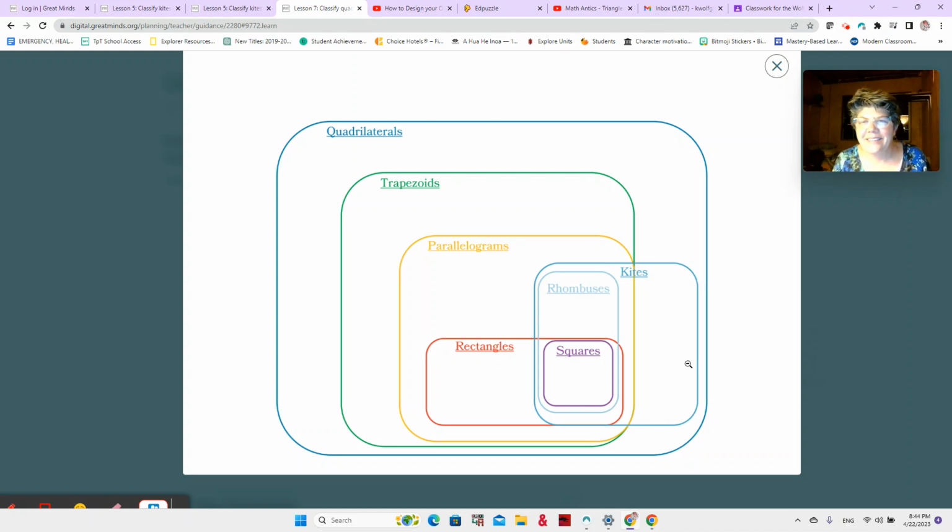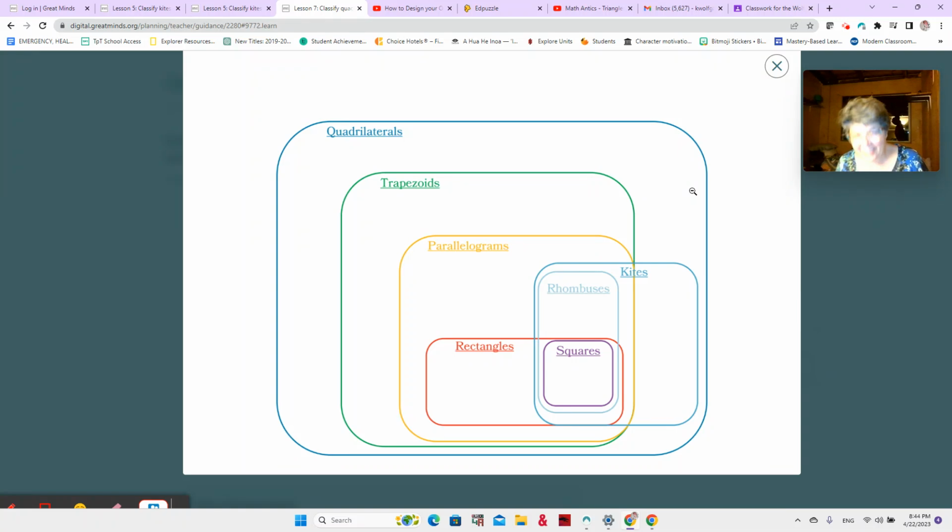Yeah, and then kites is interesting because kites is inside of parallelograms, but also outside of parallelograms, right? And squares are inside of rectangles, but there's also some things that could be rectangles that are not squares. Some things that are parallelograms that are not rhombuses. But everything that's a parallelogram is inside of trapezoids. Yeah? Lots of things to look at there.